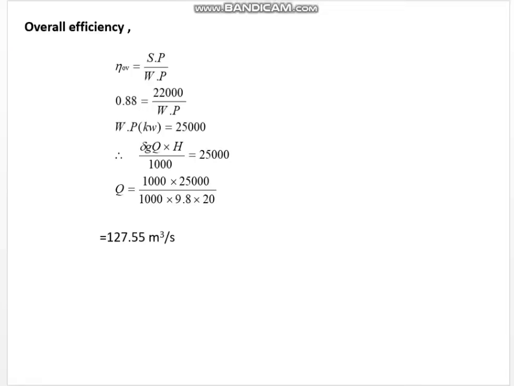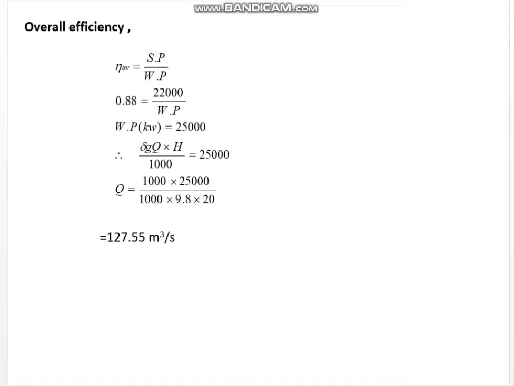Now overall efficiency. In this formula we know that the output is 22,000 kilowatt. Now to get 22,000 kilowatt of output, how much input will be needed? So by using the formula of overall efficiency, we got the input of 25,000 kilowatt. Now the input power is given by rho G Q H. It is in kilowatts, so it is divided by 1000. Now we know the value of rho G H, so we will get the flow rate Q, which is 127.55 meter cube per second.